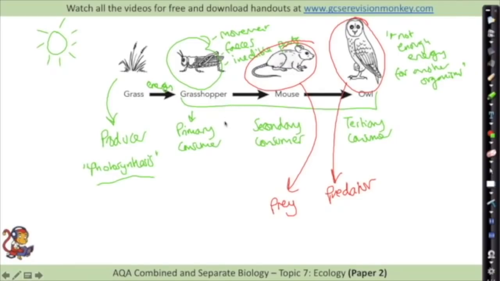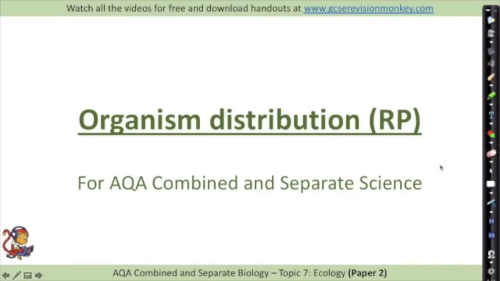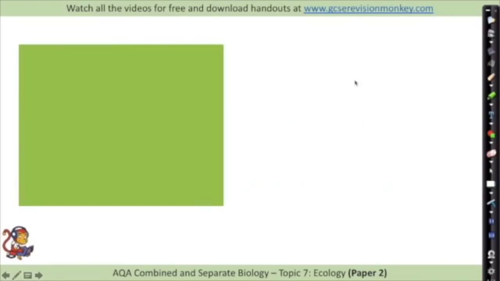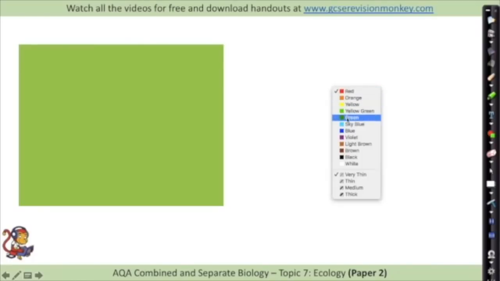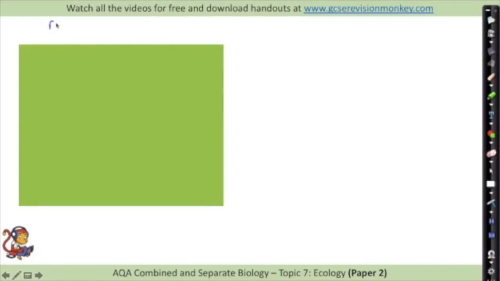Next, we're going to look at a required practical for paper 2, which is all about how organisms are distributed. And this required practical is all about the idea of random sampling of a population. Population being one species, if you remember from the keywords that we looked at before.